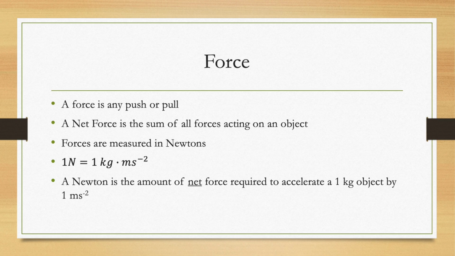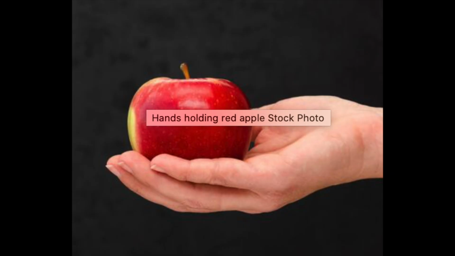Forces are always going to be measured in newtons, and 1 newton is 1 kilogram times meters per second squared. When we talk about a newton, we're talking about the amount of net force required to accelerate a 1 kilogram object by 1 meter per second squared. It actually doesn't take much to do that. A newton is about the amount of force that an apple puts on your hand if you're just holding it in your hand.